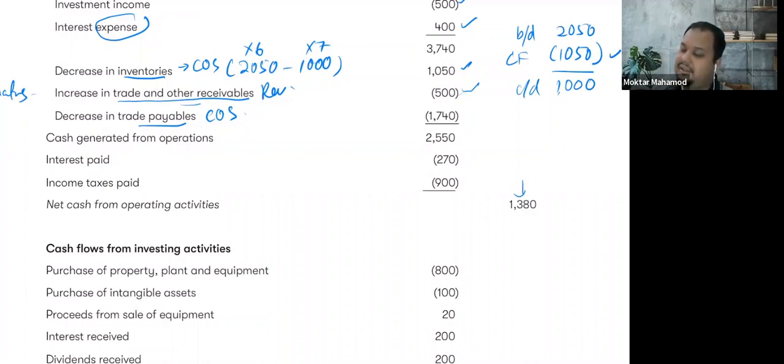And then increase in trade and other receivable. So why is the increase in trade receivable, for example, from 500 to 1000, a negative figure? Yes, decrease in cash flow, but why decrease in cash flow?